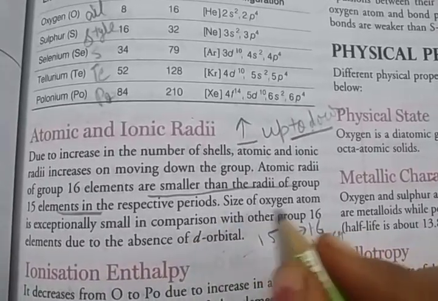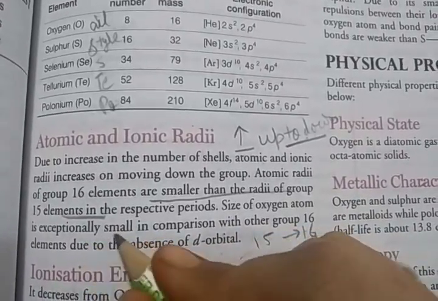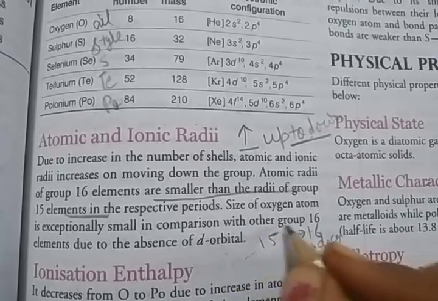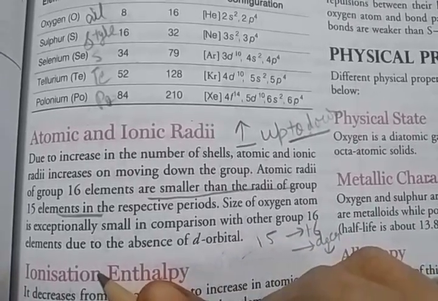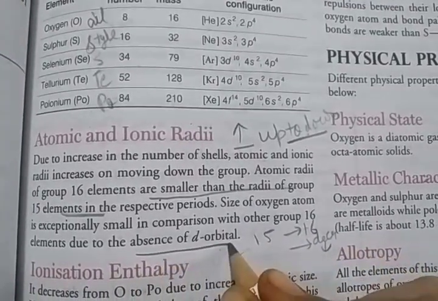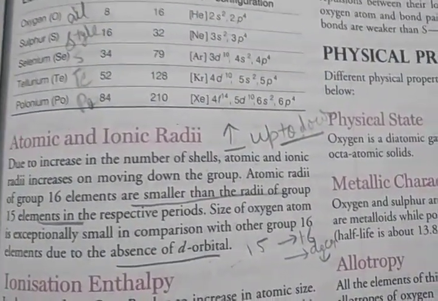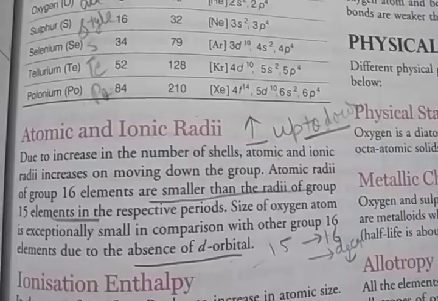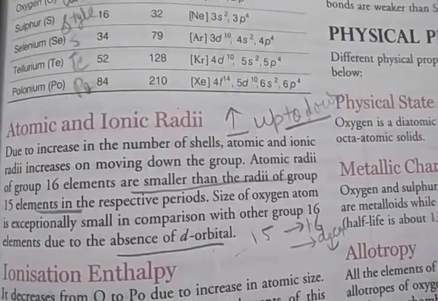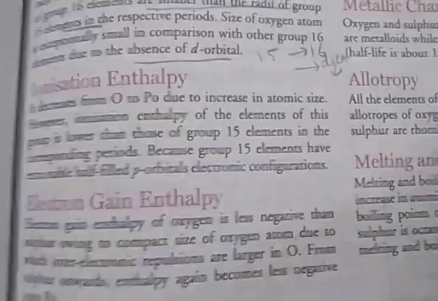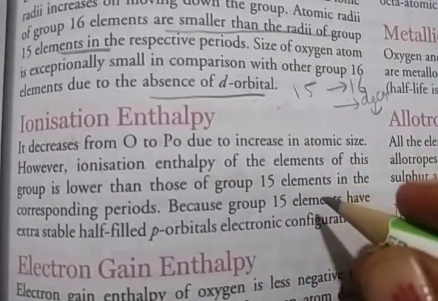Clear? So the size of the oxygen atom is exceptionally small in comparison with the other elements of group 16 because of the absence of d orbitals. In other elements d orbitals are present, but in oxygen d orbitals are absent. Clear? Then the next atomic property is ionization enthalpy.